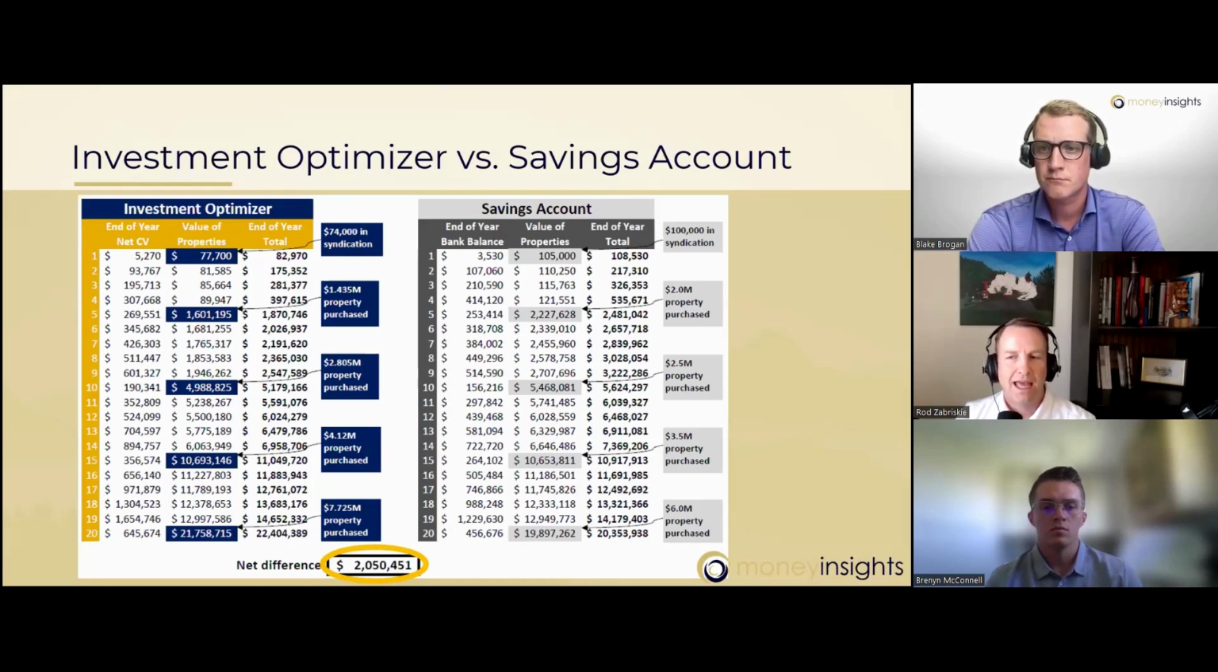Now, am I saying that the investment optimizer is doing all the work? Well, no, the real estate is doing most of the work, right? You turn that 500,000 into, even on the right-hand side, basically $20 million worth of value. But if you could, instead of having 20, have 22 million just by implementing this opportunity fund as an alternative to the savings account, then you just have more value there as a result.